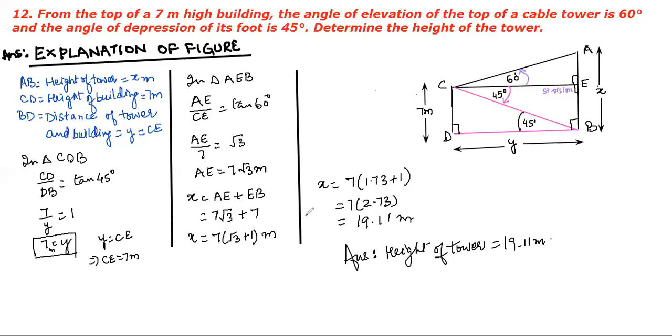Now let's see a triangle wherein we have one side and the other side that we want to calculate. So this is the triangle CDB, wherein you have CD upon DB is equal to tan 45 degrees. CD is 7 meter and DB is y. Put the value that gives you y is equal to 7 meter. And y is also equal to CE. Therefore, CE is also equal to 7 meter.